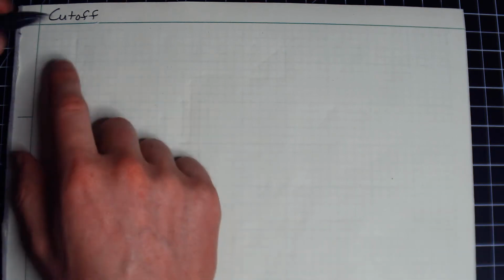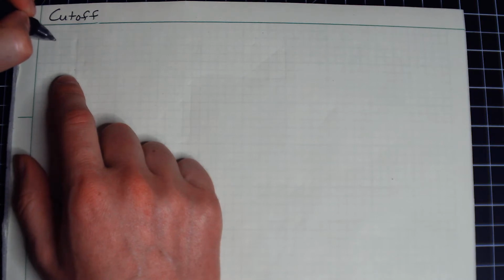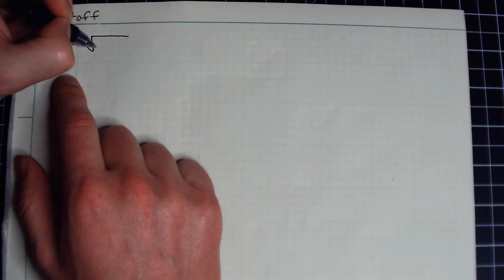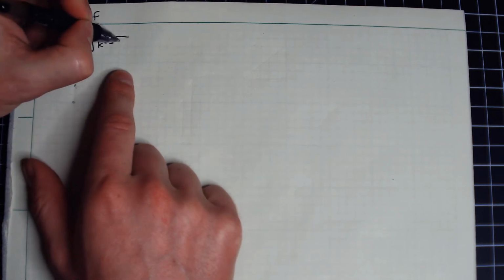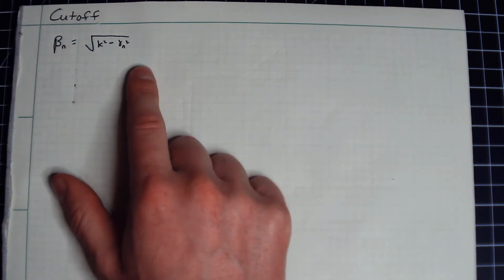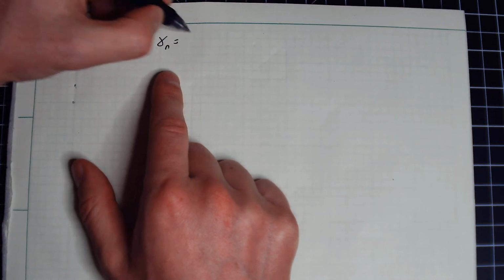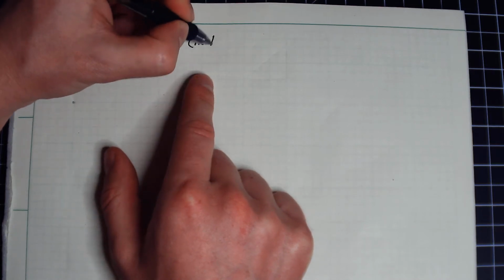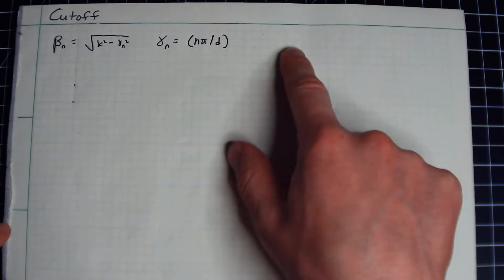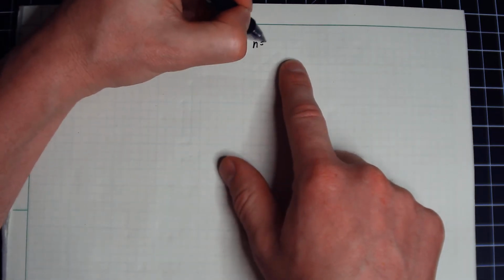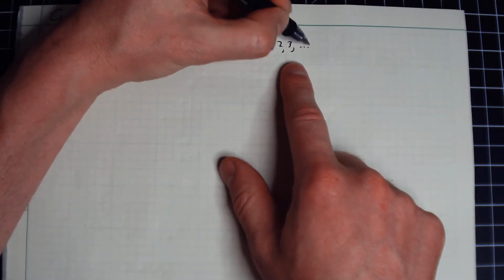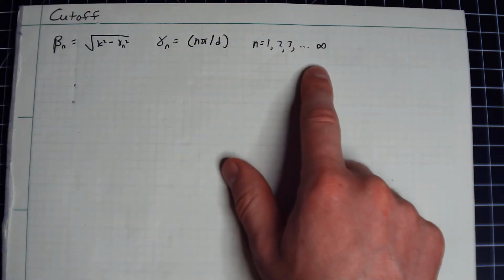Everybody, let's talk about cutoff. So we already found that we had this infinite superposition of allowed modes within my waveguide. So we're going to write this down as, remember, beta sub n is equal to the square root of k squared minus gamma sub n squared. So recall that gamma sub n is equal to n pi over d, and n can just go from 1, 2, 3, all the way out to infinity.